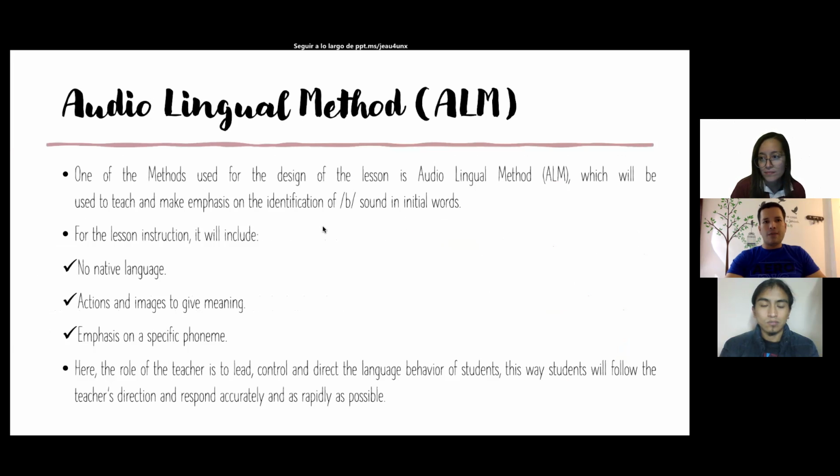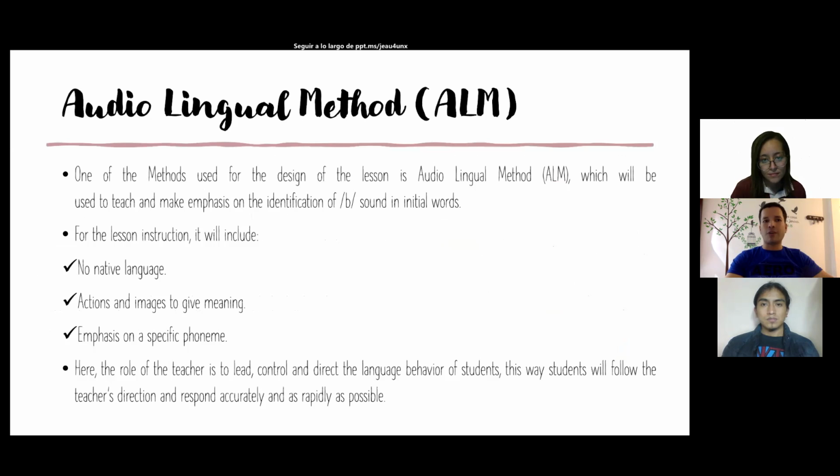What is the audiolingual method? One of the methods used for the design of the lesson is this one, especially, which will be used to teach and make emphasis on the identification of the B sound in initial words.